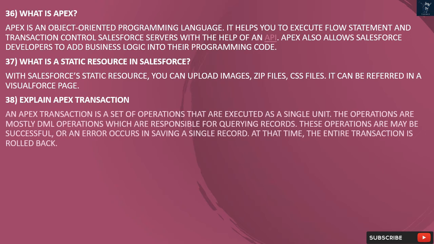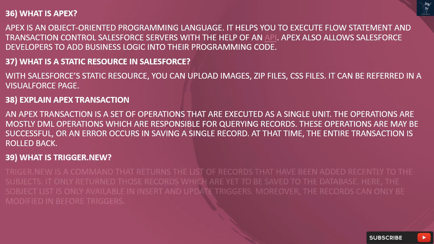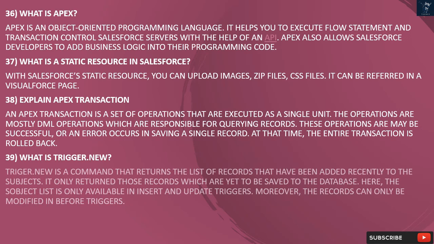39. What is trigger.new? Trigger.new is a command that returns the list of records that have been added recently to the sObject. It'll only return those records which are yet to be saved to the database. Here, the sObject list is only available in insert and update triggers. Moreover, the records can only be modified in before triggers.